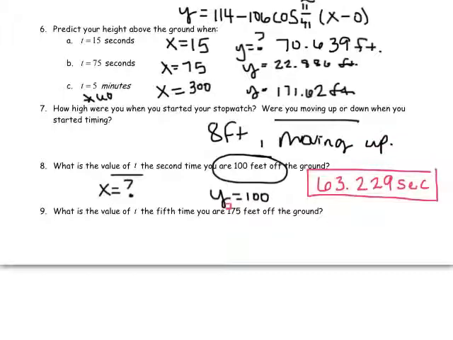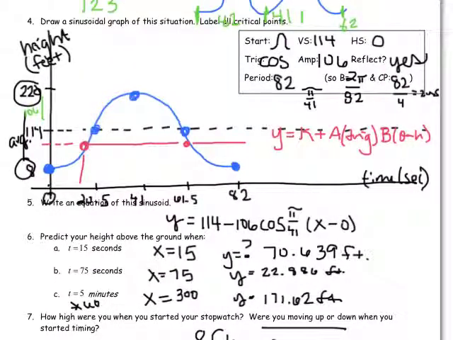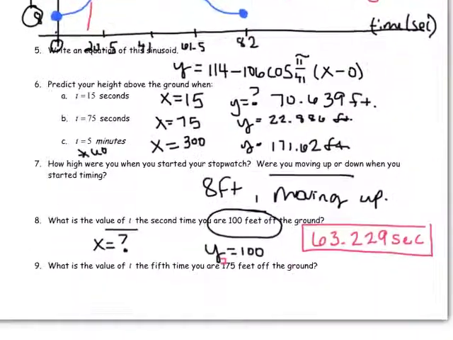All right, in question 9, what is the value of time when you're 175 feet off the ground for the 5th time? For the 5th time, that's really important because if you go back to what I just said your window was, you don't know what the 5th time is. 175 is here. The window you just have shows you the first time and the second time. So you're going to have to change your X max.